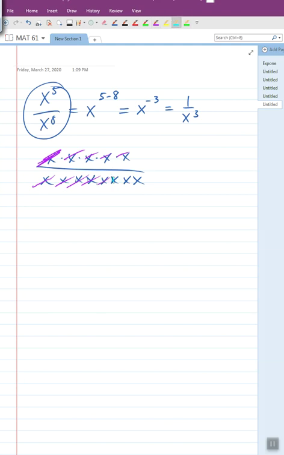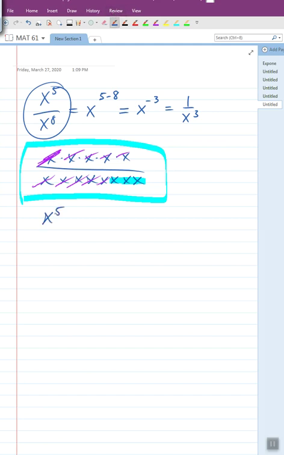And when you do that, what's left in the bottom? 3 x's, right, basically because you were bottom heavy to begin with. Okay, so here's another way you can visualize this just in terms of cancellations. Now I'm going to show you one more way, which is the way I actually do problems like this.